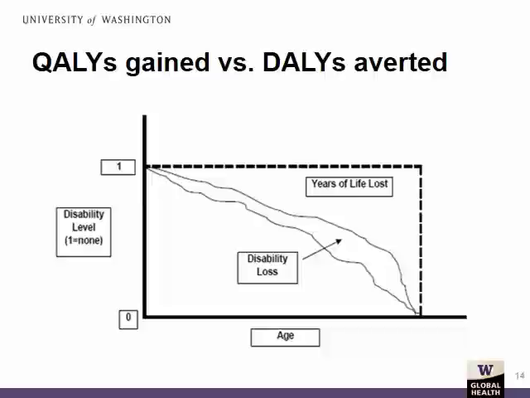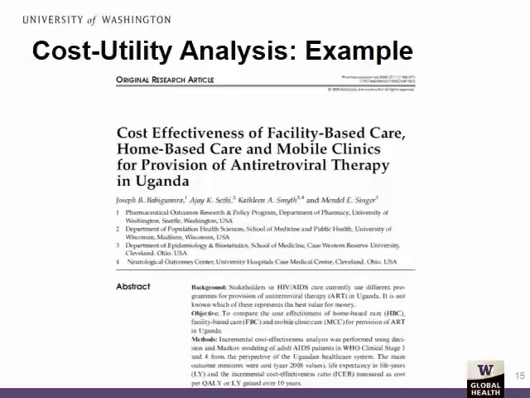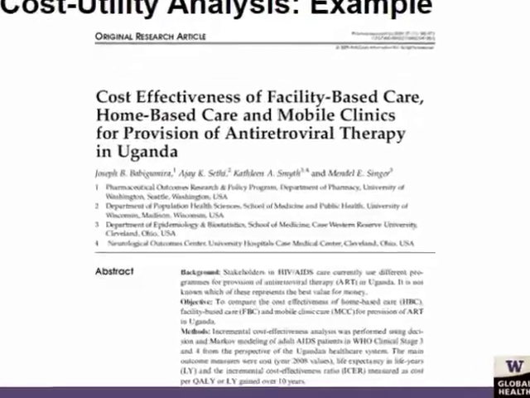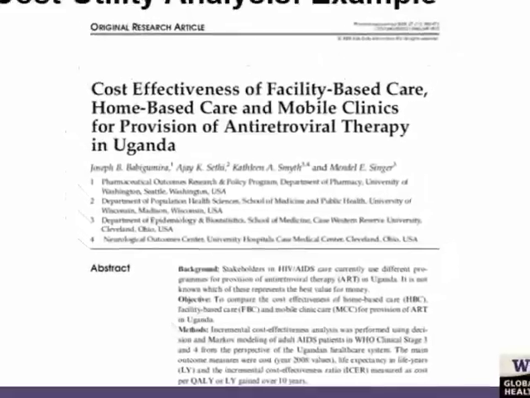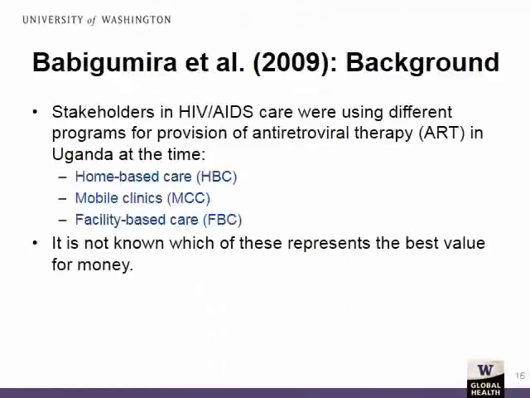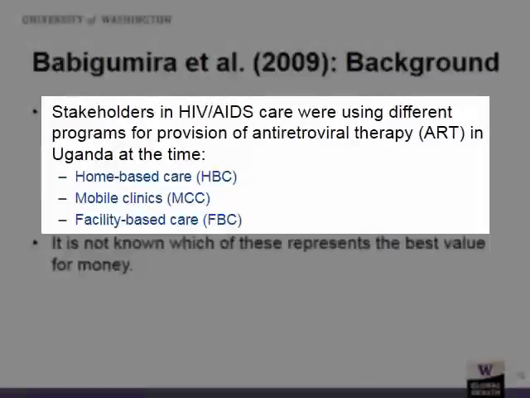But they all combine length of life and quality of life. Here's an example of a cost utility analysis, another example of one of the studies that I have done with my colleagues, and this was a cost effectiveness analysis of facility-based care and home-based care for provision of antiretroviral therapy. And at the time, stakeholders were using different methods for providing ARVs in Western Uganda, and they wanted to see whether using home-based care or mobile clinics or facility-based care in the regular facilities was most cost-effective.